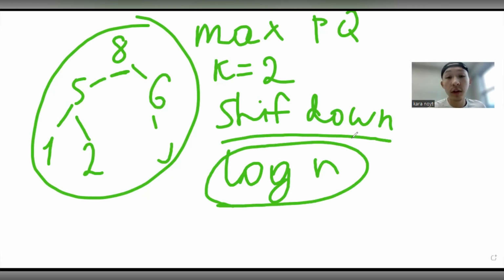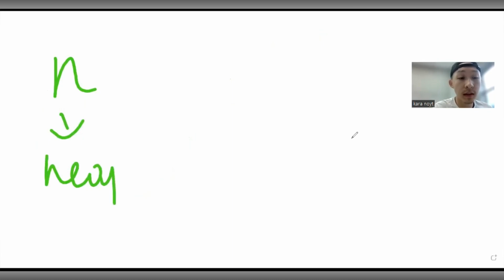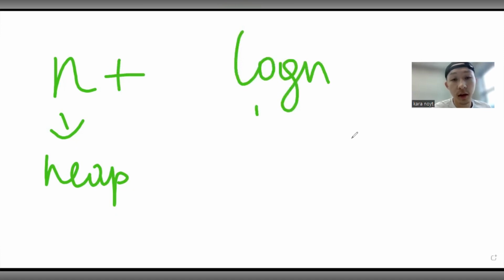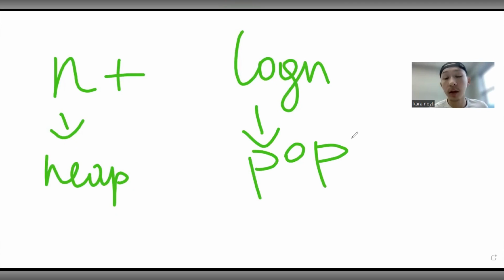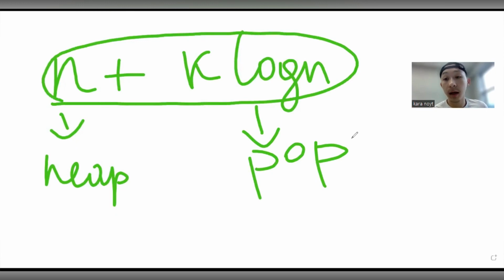And as we said earlier, the time complexity of our algorithm would be n to heapify it, and the second one, log n, we use to pop the largest element, like as we showed it. It was 9, and we will pop it k times to find the k-th largest element. So the time complexity would be n plus k log n.